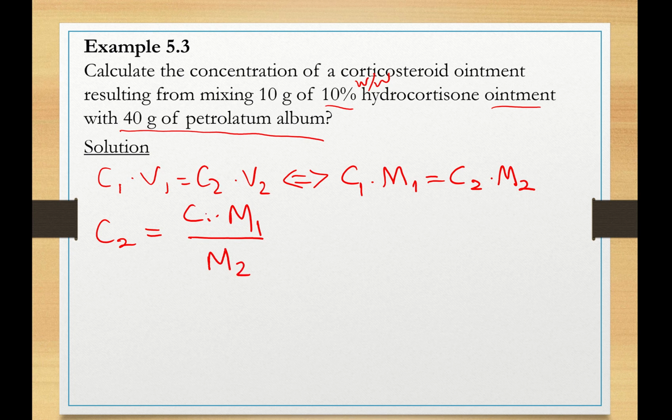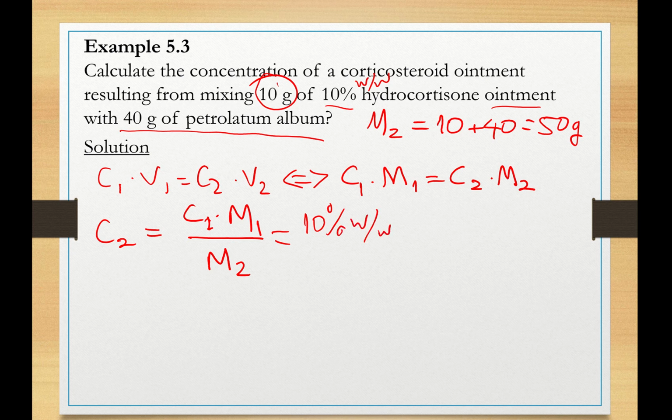Exactly. Now, the word of caution that we discussed before: this M2 is the final mass of the ointment, and it includes the initial mass. So that would be 10 plus 40, which is equal to 50 grams. So now I have C1 is 10% weight per weight, M1 is 10 grams of ointment, and the final mass of the ointment, when you add 40 grams of petrolatum, is 50 grams. So then I have 10 over 5, which is 2.